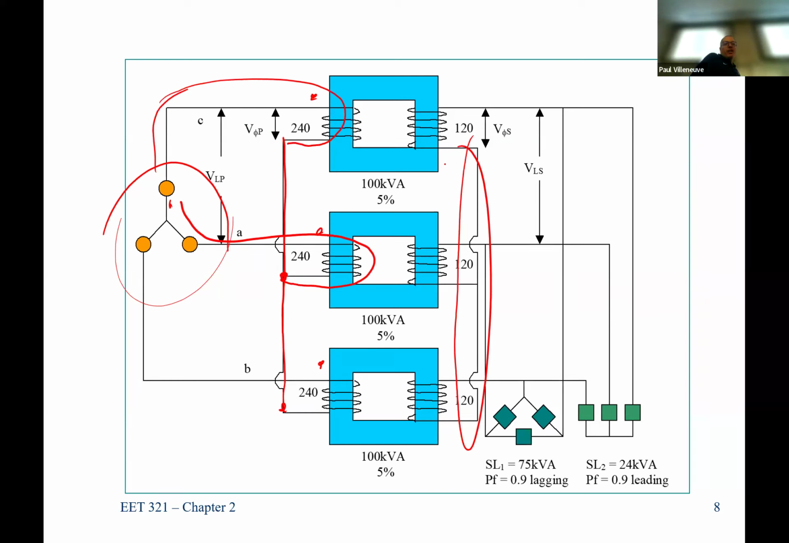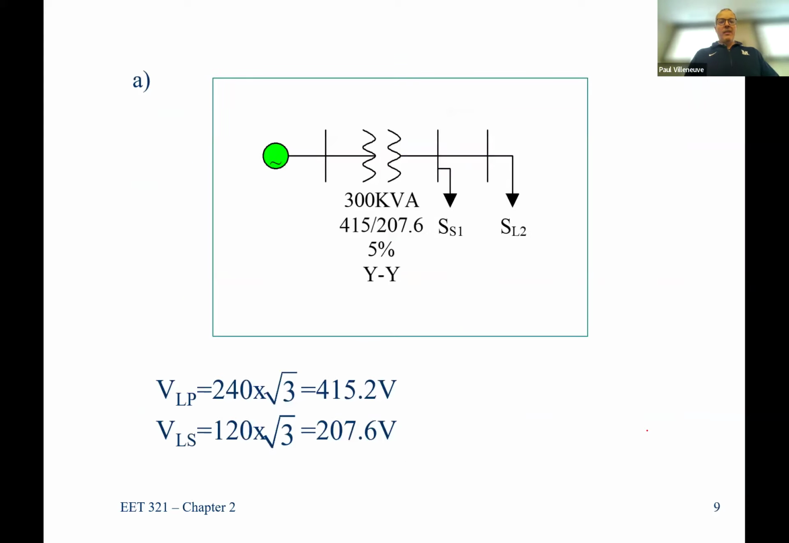A YY transformer is very typical for utility connections because they provide ground locations, but they're not very common in industrial applications. That'll make more sense if you take the follow-on class for this one. But look at the loads. You can have delta or Y connected loads, it doesn't matter. That's the single phase equivalent diagram.